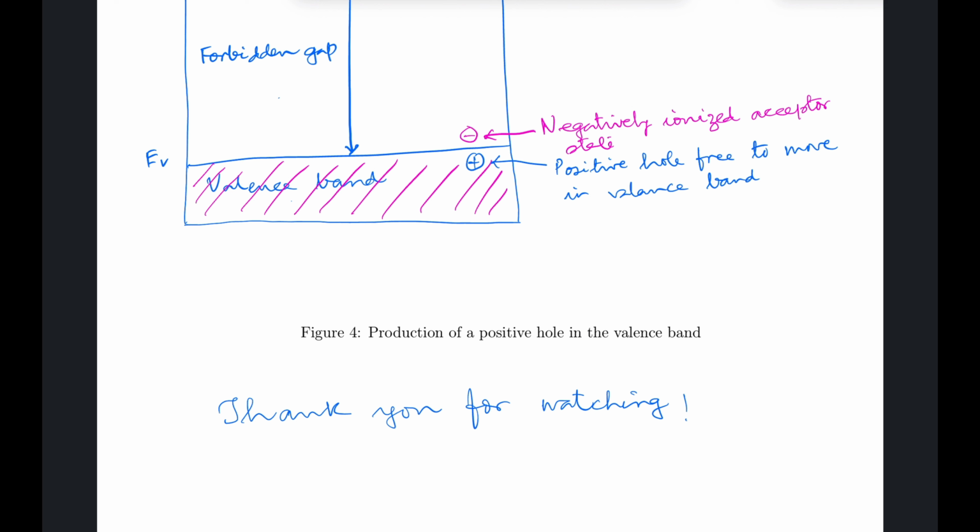So this is all about the mobility, the conductivity of a semiconductor, and what are the donor and acceptor states and what is their position.